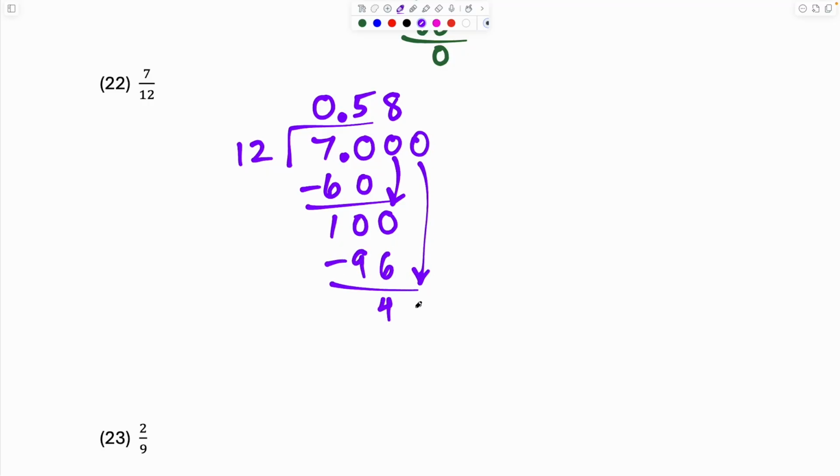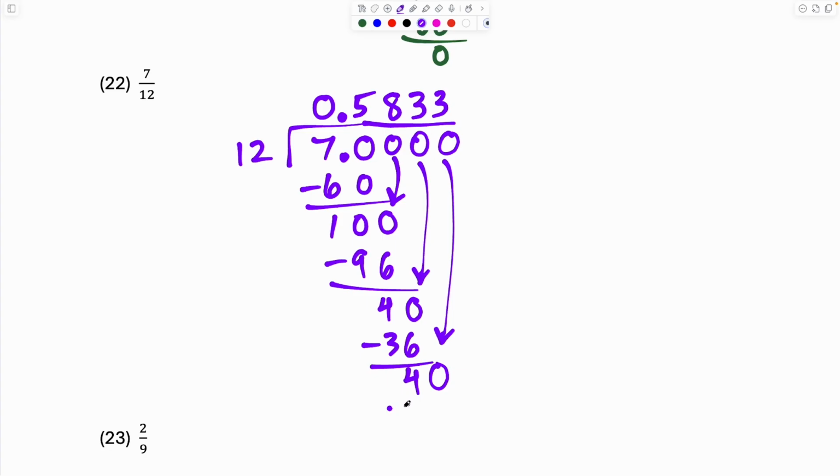Put another 0, then bring it down. 40 divided by 12, we could get as close as times 3. And now 3 times 12 is 36. Subtract, remainder 4. So I think the trend now has been set. We bring down the next one here, and we could get as close as, once again, times 3 again. But when we subtract, see how we're just going to get a 4. So this pattern is going to repeat. So we're going to get 0.58 and then repeating 3 after.